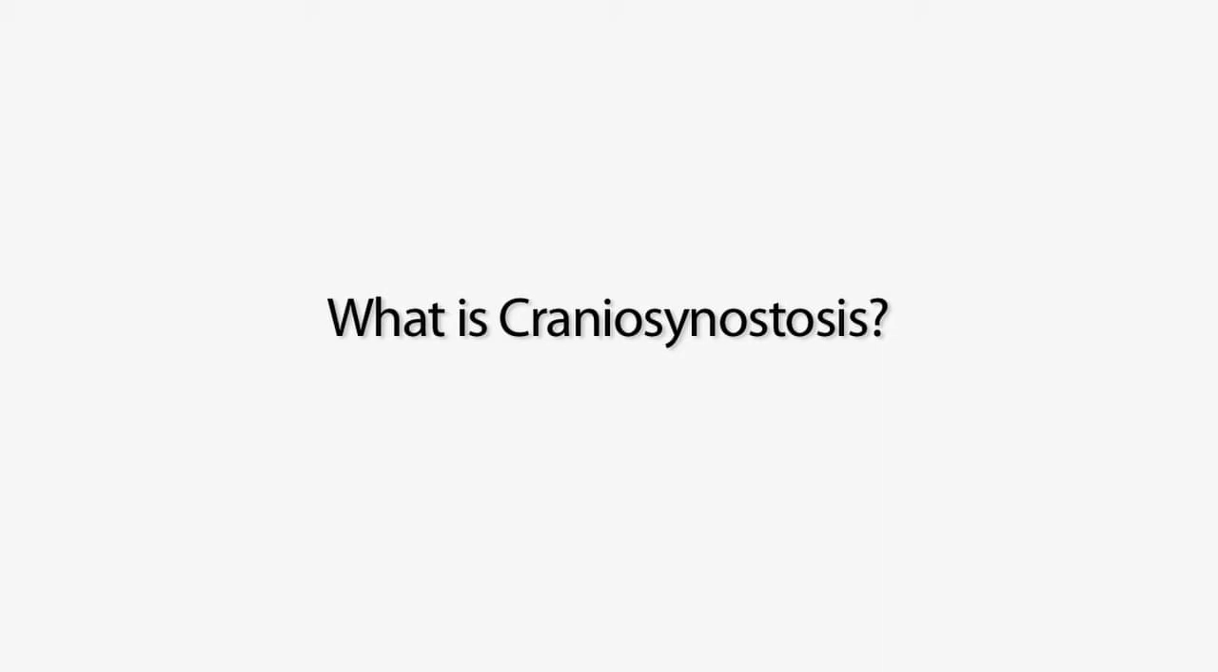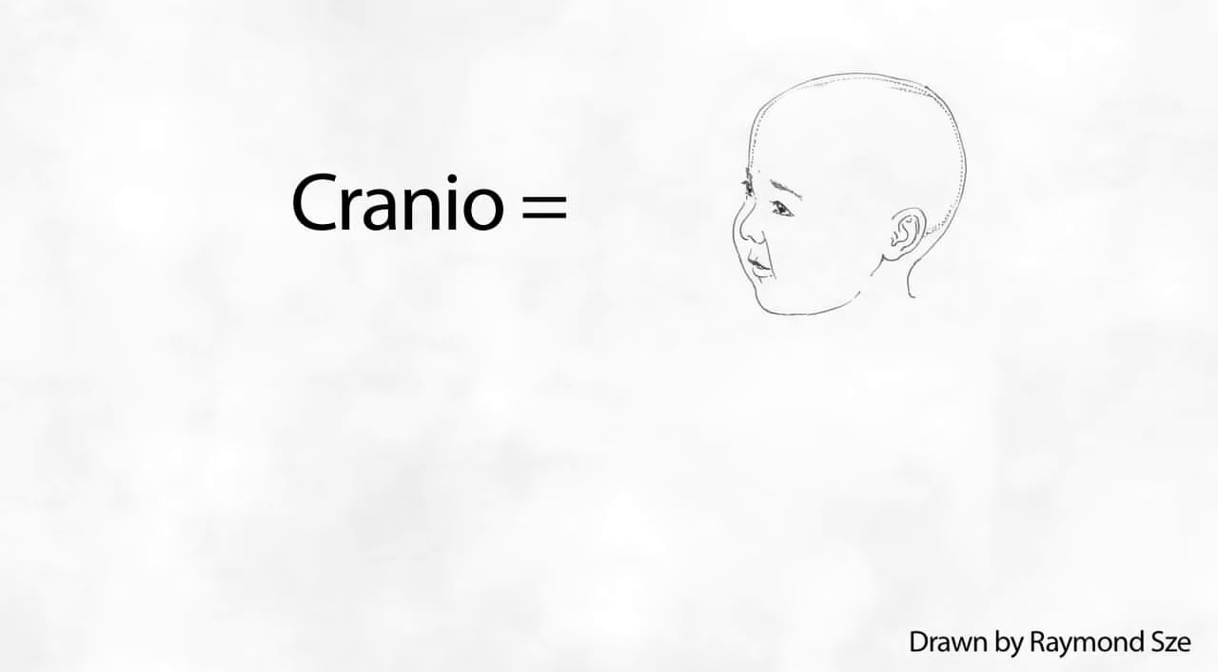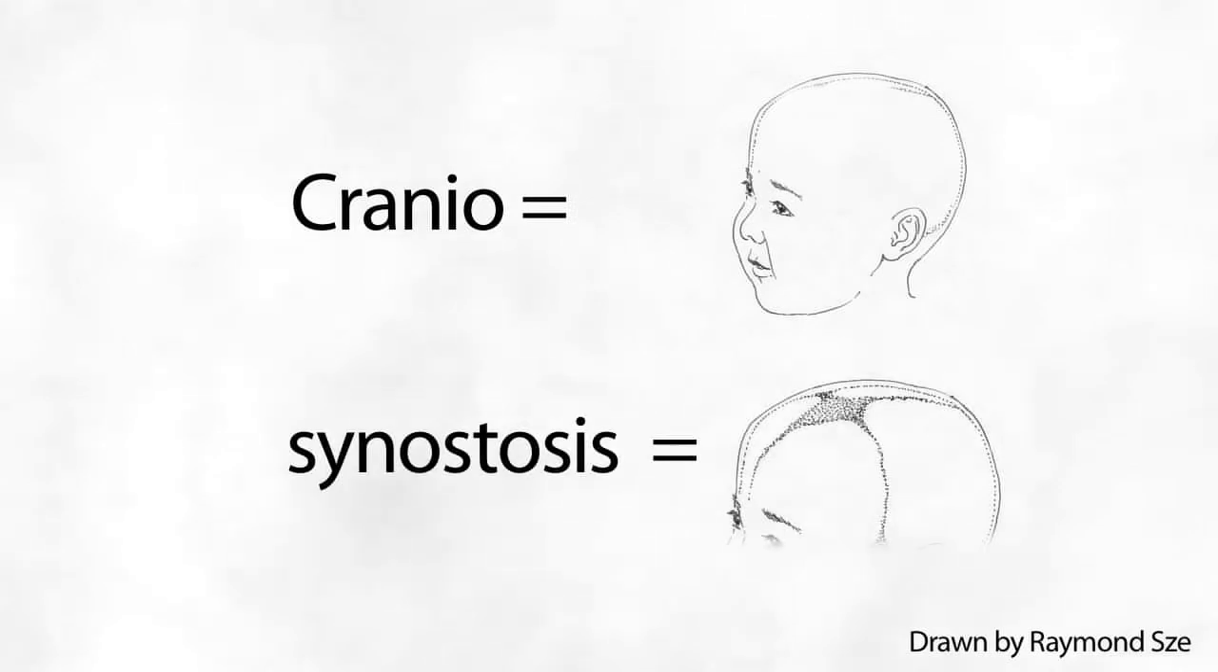Oftentimes when we first meet families in clinic for our first visit, families are very nervous about their child's head shape and they're not clear on what this is. Some families will have heard the name but can't pronounce it, and so part of our goal for today is to talk a little bit about craniosynostosis and what that is. So first of all, the word cranio, skull, and synostosis, fusion of the skull sutures. So we'll talk a little bit about what that looks like.